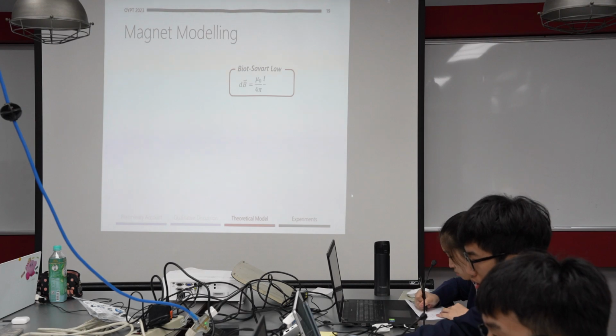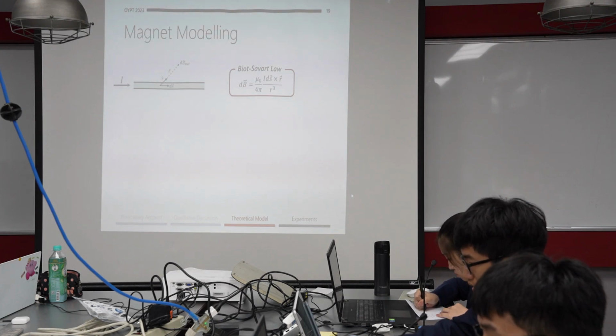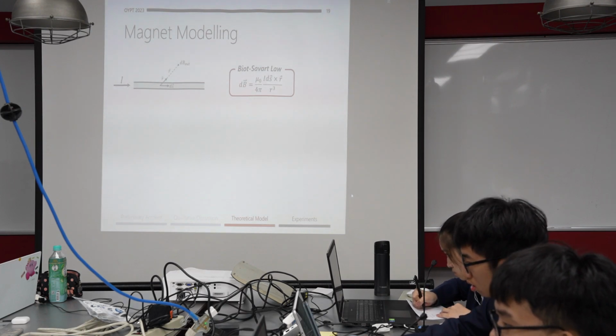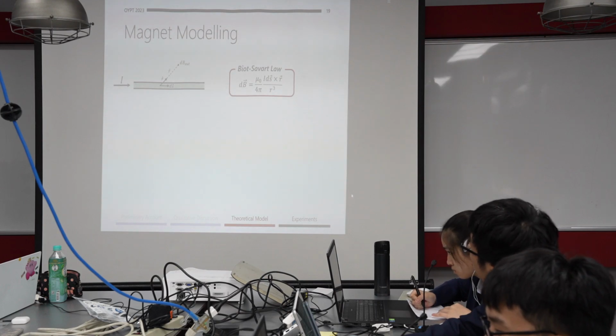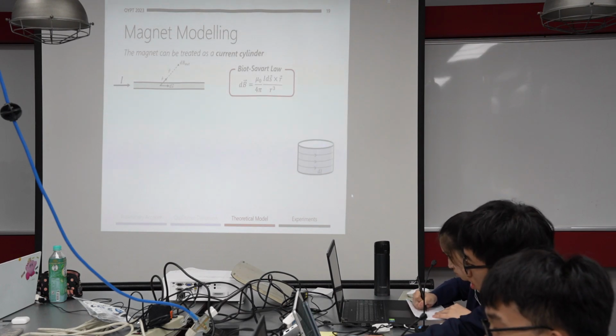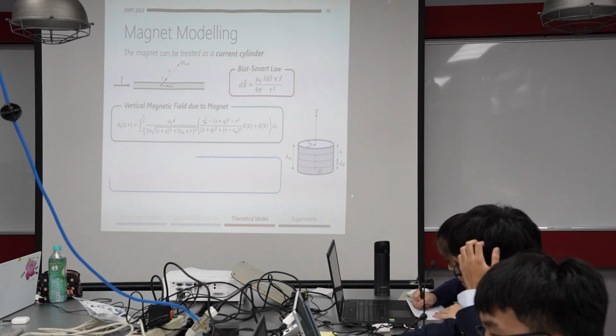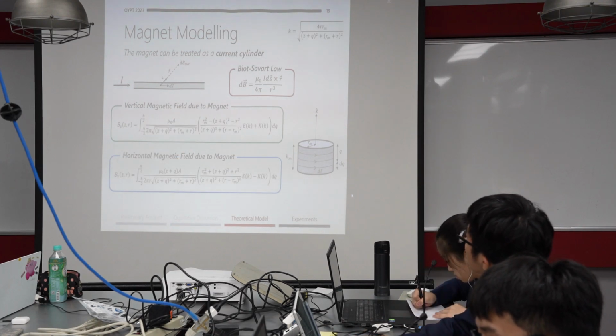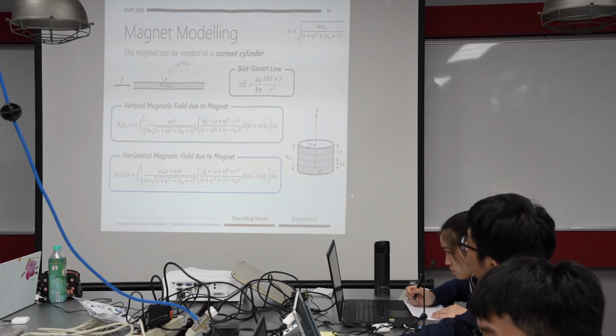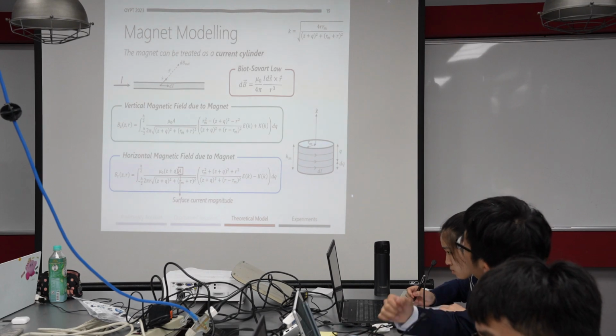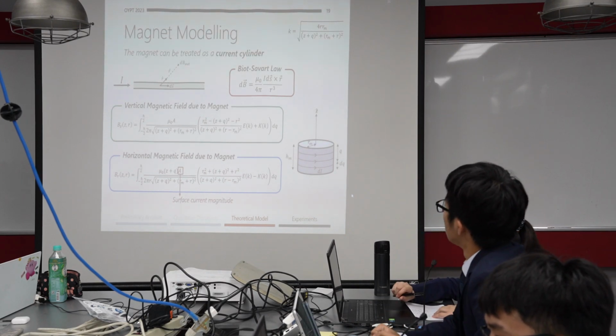To model our magnets, we need to model the magnetic field due to a small wire element by using the Biot-Savart law. Using this, we determine the magnetic field at any point in space by modeling it as a current cylinder and integrating over its surface. Note that in these equations, A is the surface current magnitude, representing the strength of the magnets.